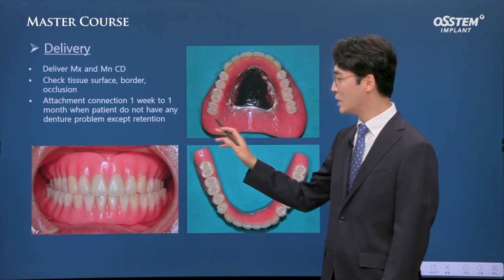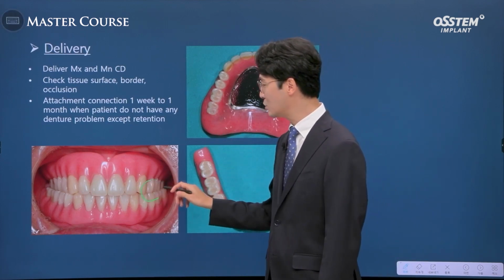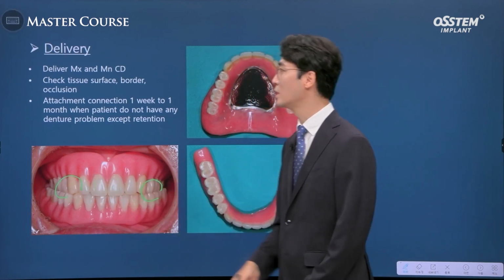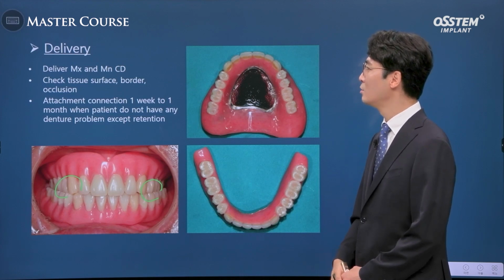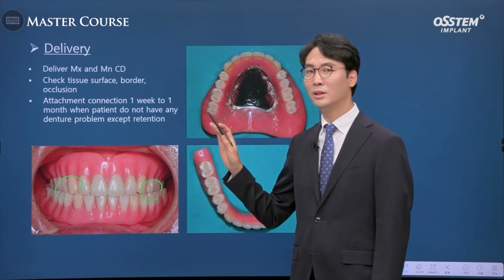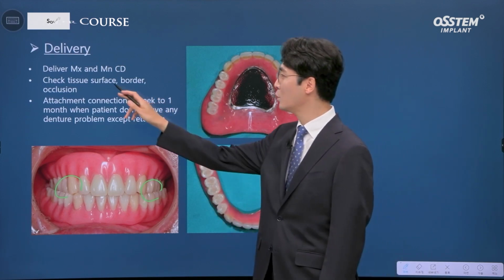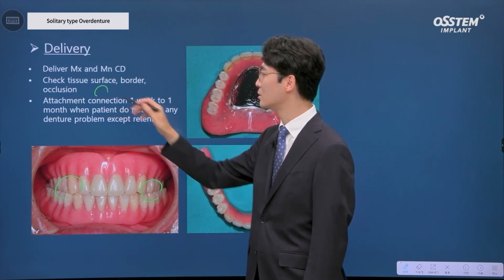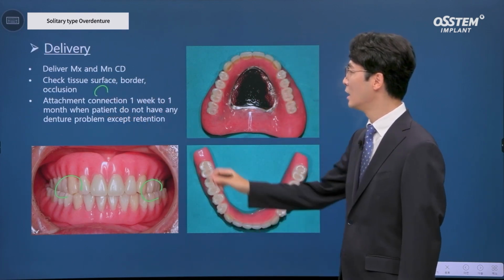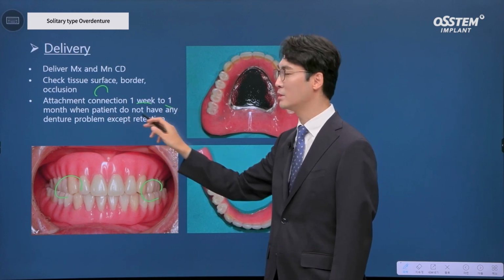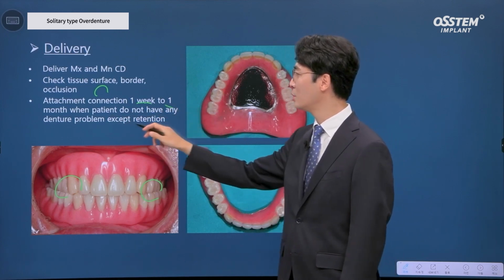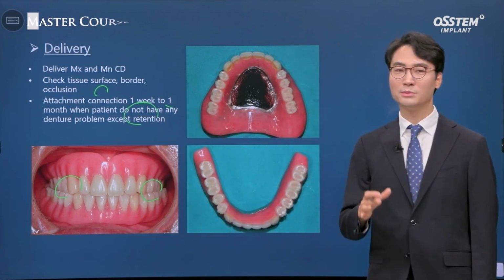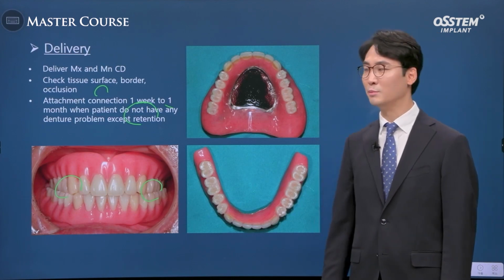This is after prosthesis delivery. You can see on both sides in the posterior area, it's cross-bite. After delivery, just like an existing removable prosthesis, you check the surface and occlusion, as well as the border. After about a week to a month, if there is no major problem, in the final stage, attachments are connected.